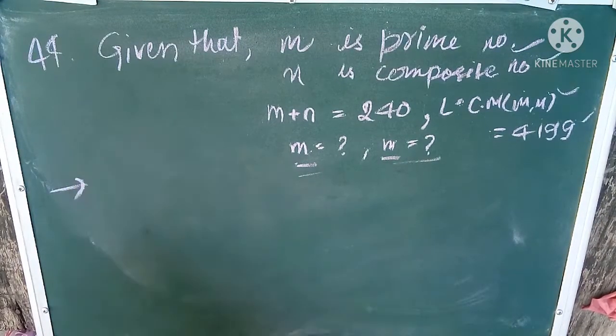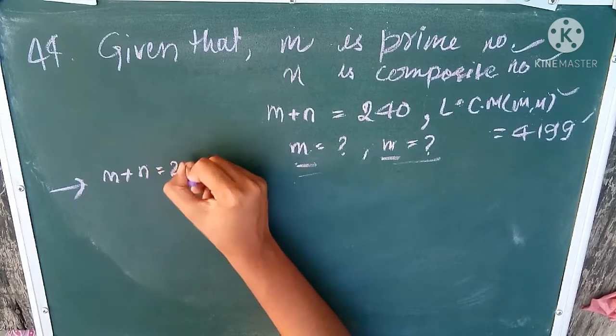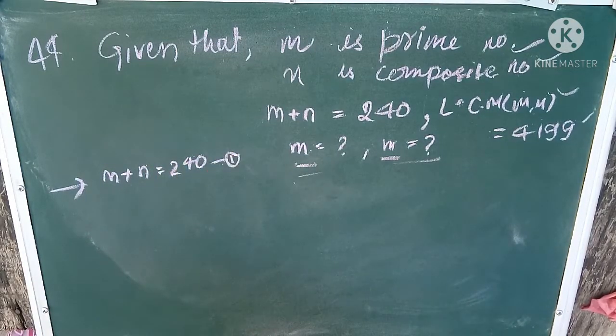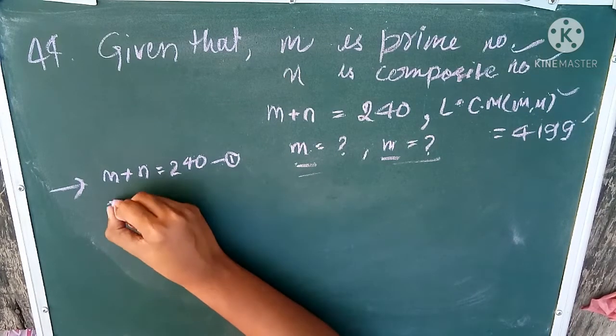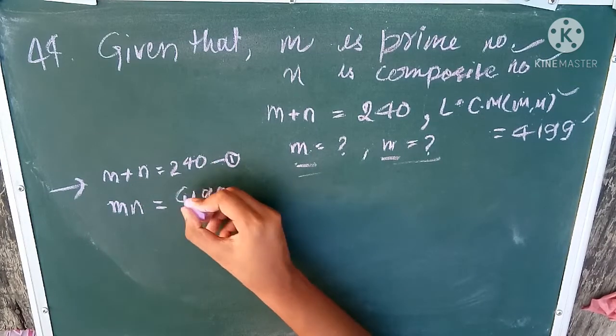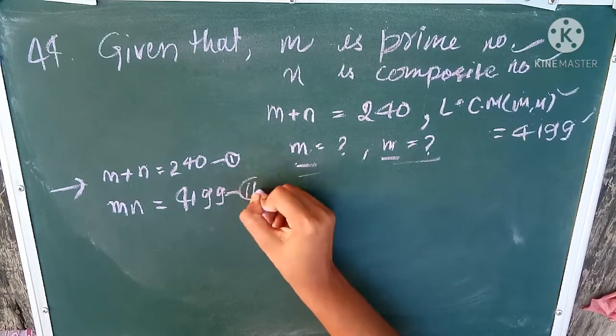So let's start. We have m plus n equals 240 as equation 1, and the LCM of m and n is equal to 4199. So we can say that the product of m and n is also equal to 4199, because whenever we find the LCM of two numbers, we basically multiply the two numbers. So let us say this is equation 2.